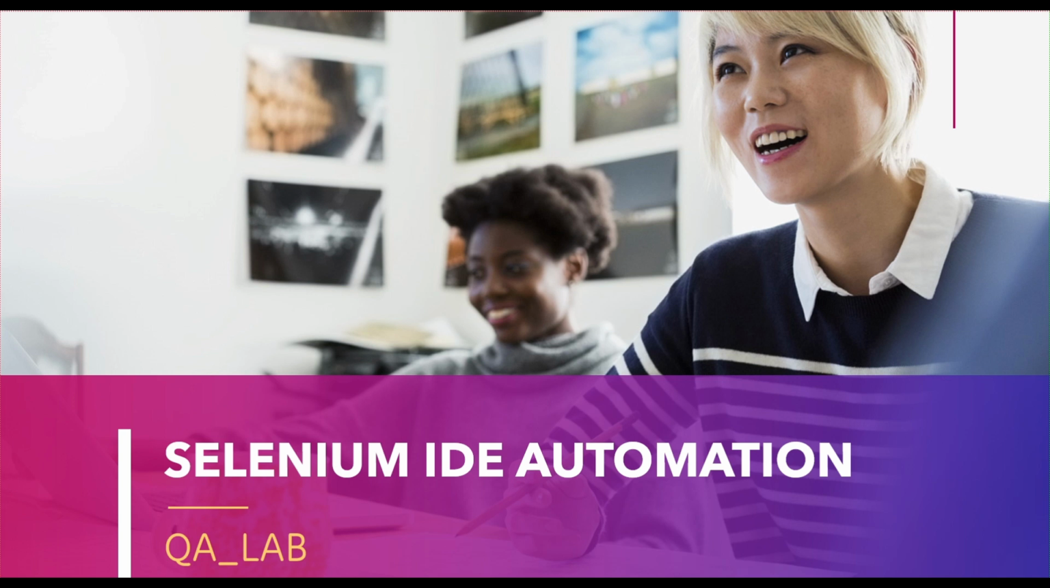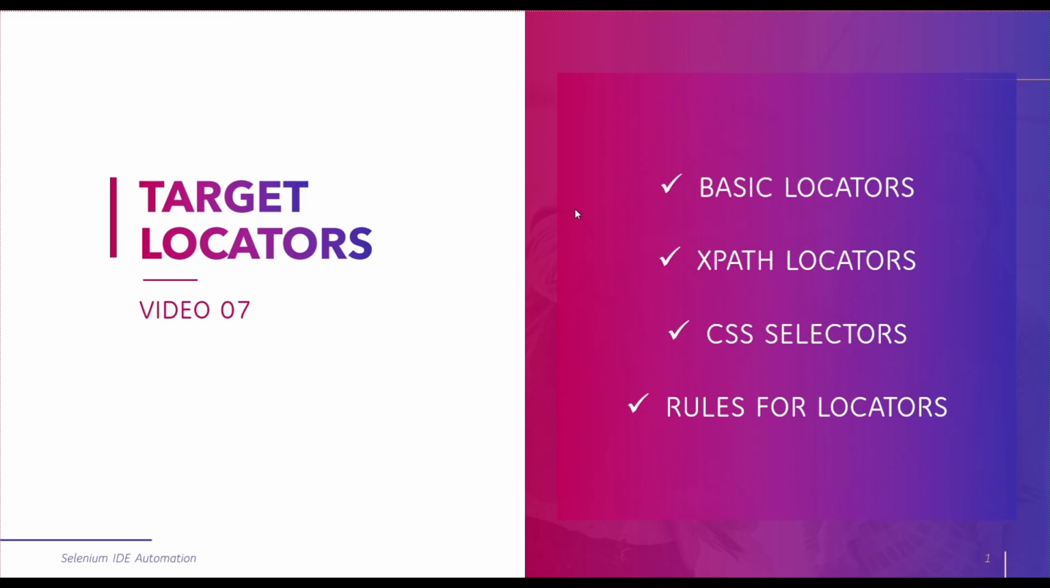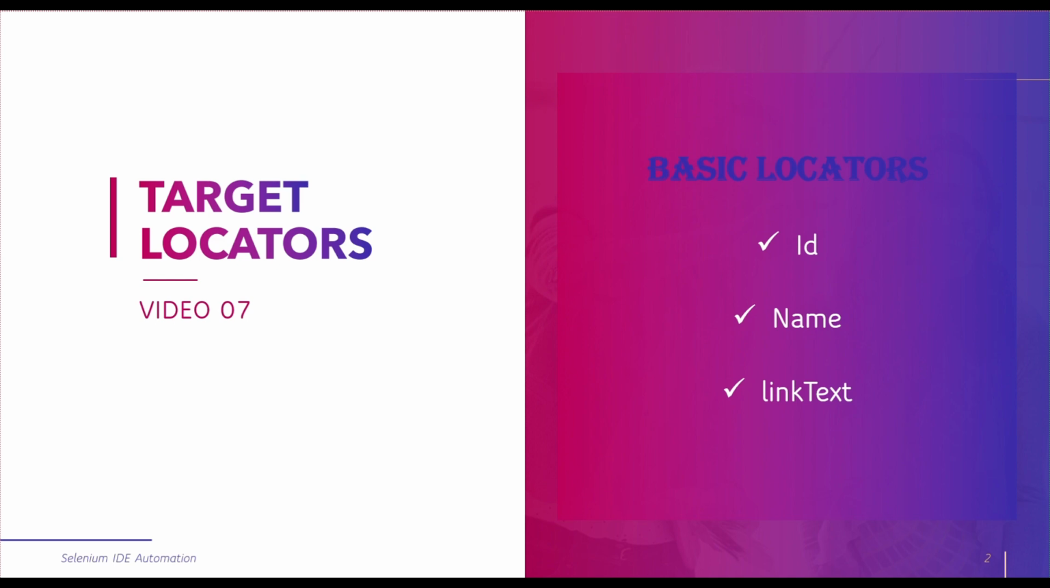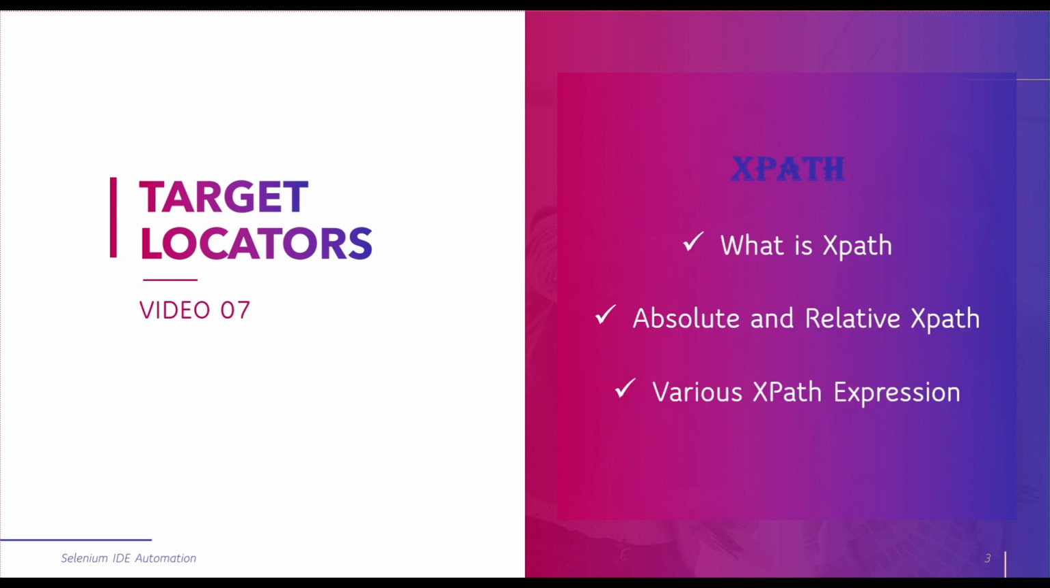In this video, I will take us through Target Locators. These will be divided into basic locators, XPath locators, CSS selectors, and rules for locators. So in the basic locator part, we have ID, name, link text. For XPath, I will explain what XPath is, the difference between absolute and relative XPath, and I'll also show us practically various XPath expressions.